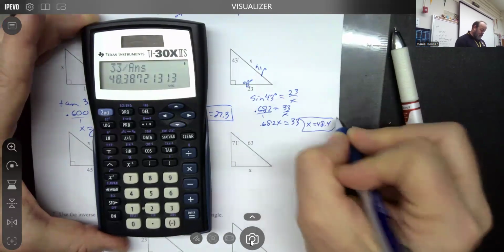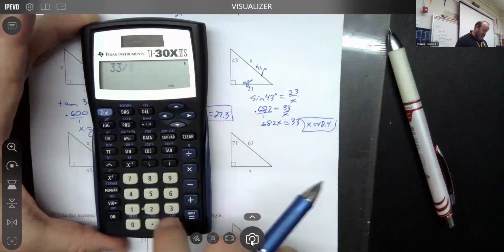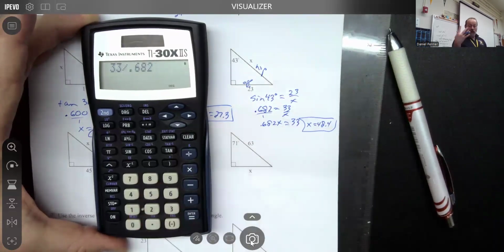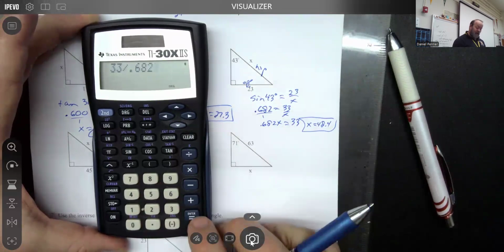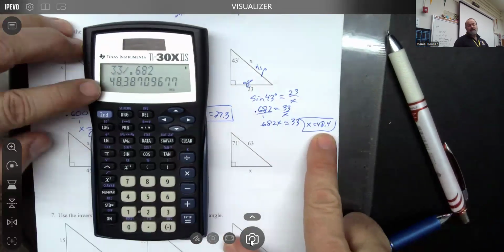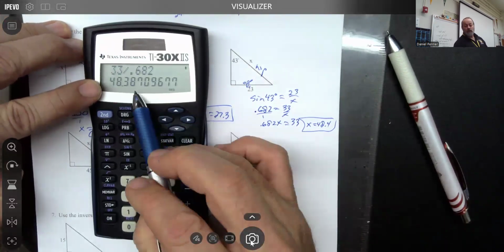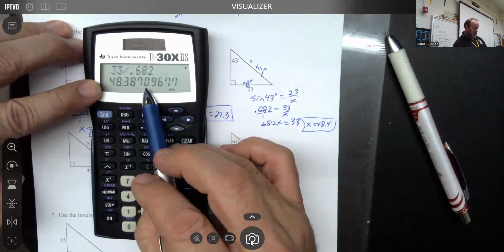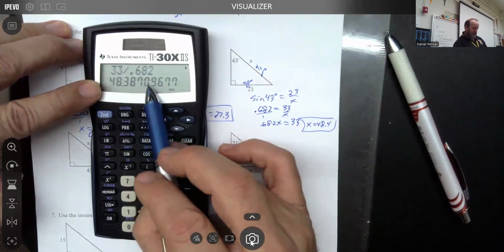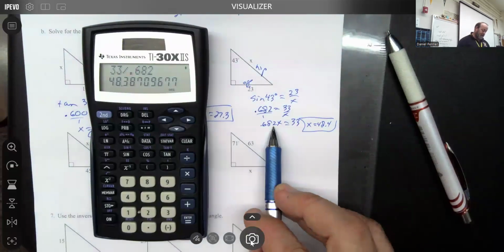Now, if you had rounded and said, well, I'm just going to take 33 and divide it by 0.682 instead of hitting ANS or answer, am I still going to get 48.4? Well, you can see that I do. I get that same value. If you needed a little more accuracy, these numbers will probably be off a little bit because I didn't actually utilize as much accuracy, and that's okay.